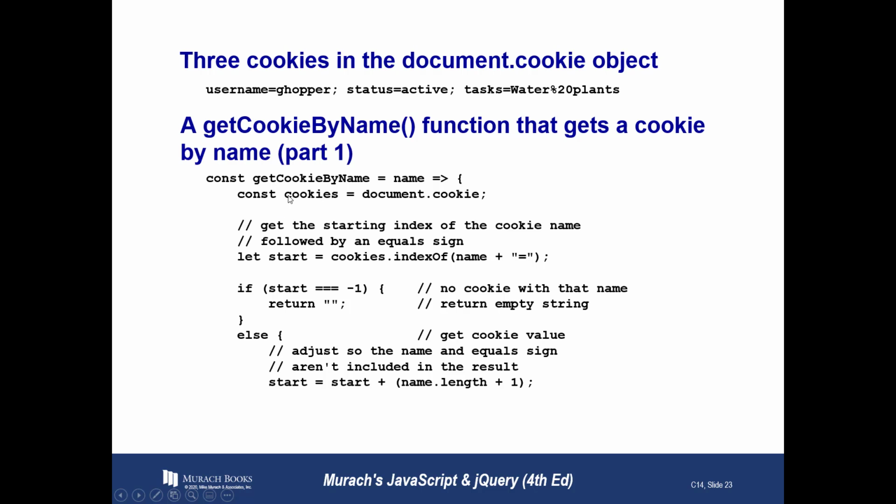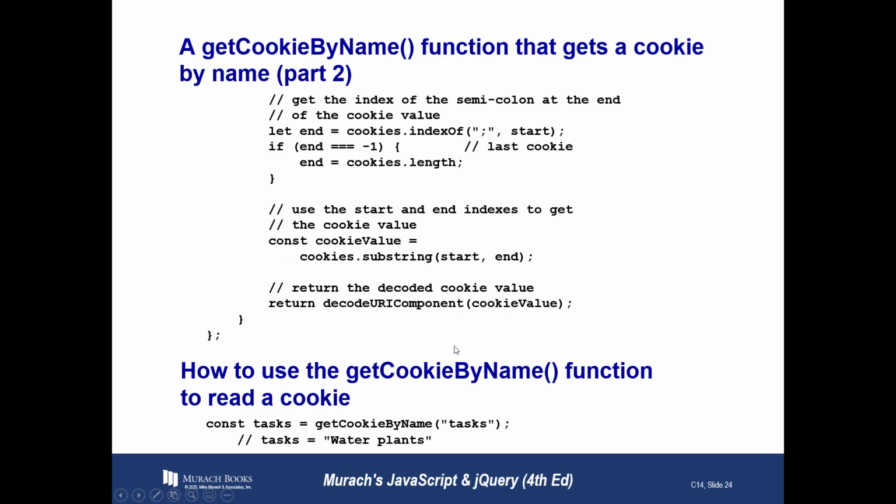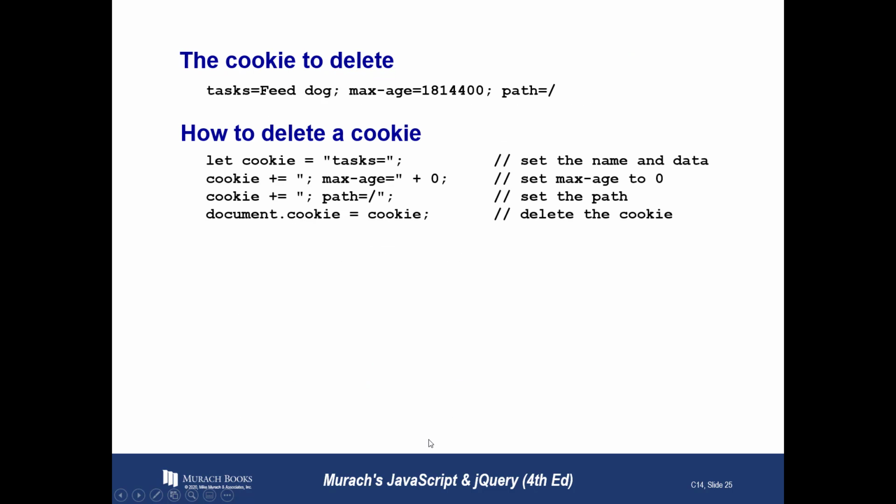So this should bring you back everything that's in your document.cookie object, and you're putting it in cookies. Then you're asking it to find the first instance of whatever name you're going to provide for it. If it returns -1, there's no cookie by that name, so you just return the empty string. Otherwise, as it says, adjust so that the name and the equal sign aren't included in the result, so you just get the cookie returned. Get the index of the semicolon because you don't want to include that either. Use the start and the end index because all you want to get in here is just the value of the cookie. And then it says you can use the get cookie by name function to read a cookie.